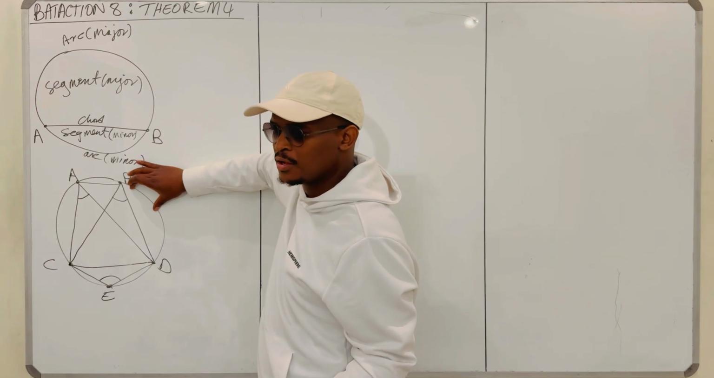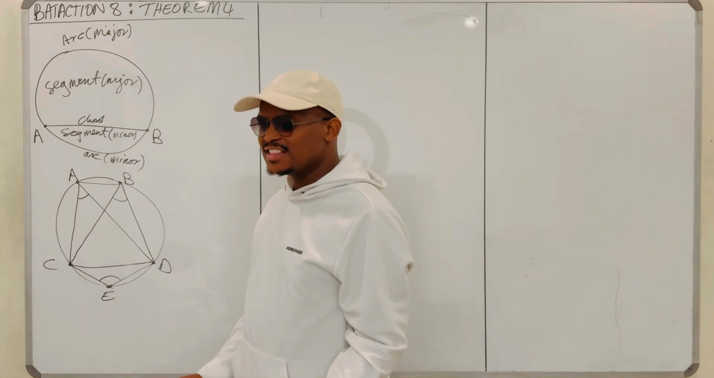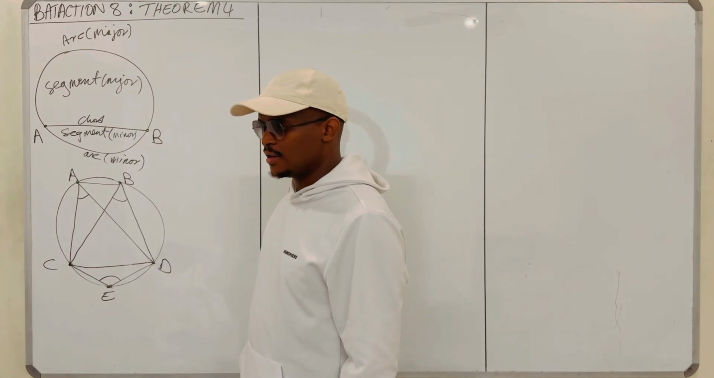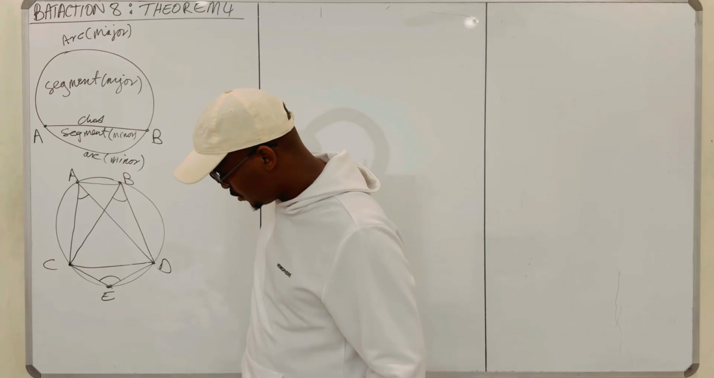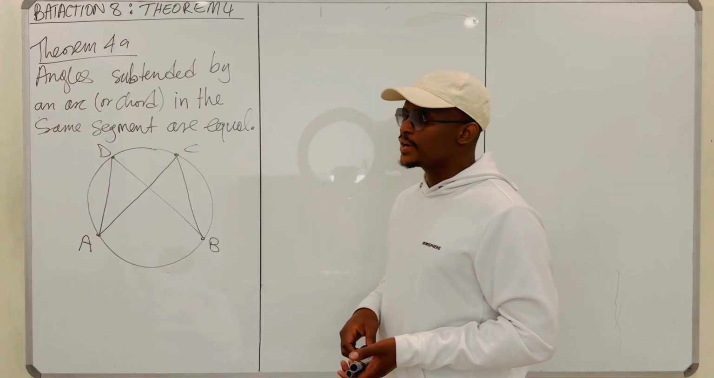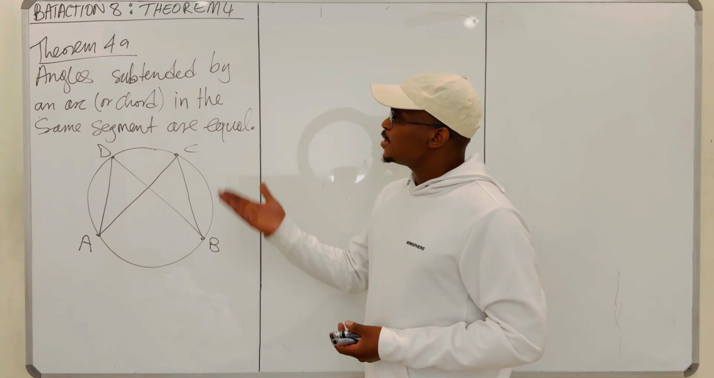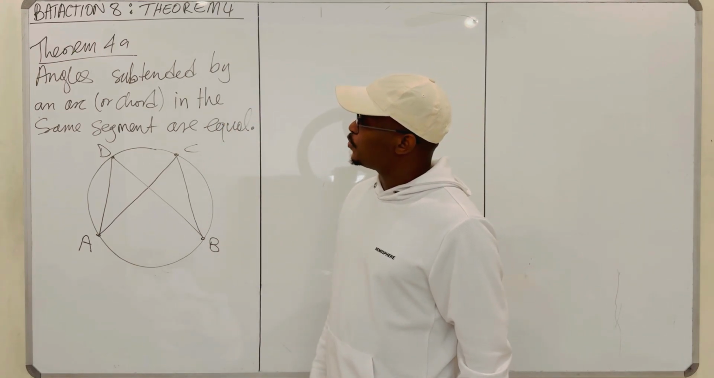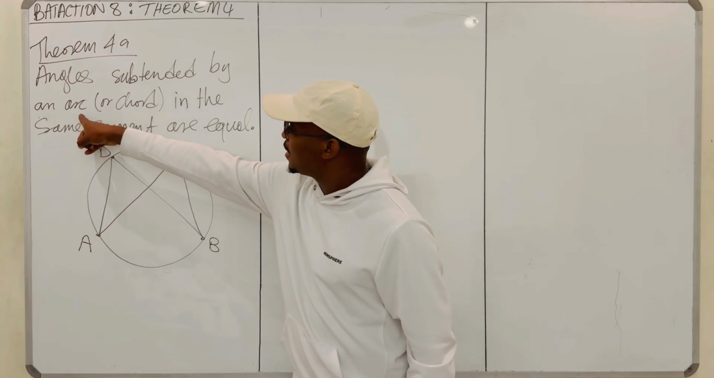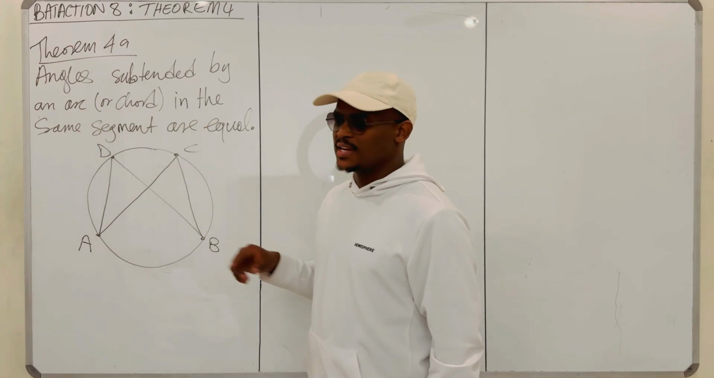Are you guys following? So I'm going to clean this and write the next theorem, and then we are going to prove it. So let's clean the board. Okay. So now we're going to look at theorem 4. Theorem 4 reads as follows. They are saying angles subtended by an arc or a chord in the same segment are equal.